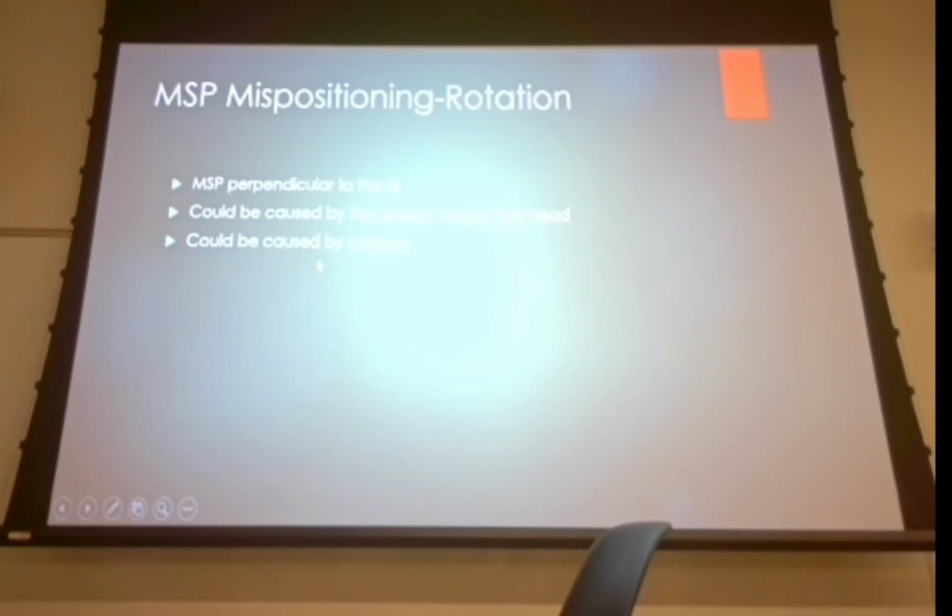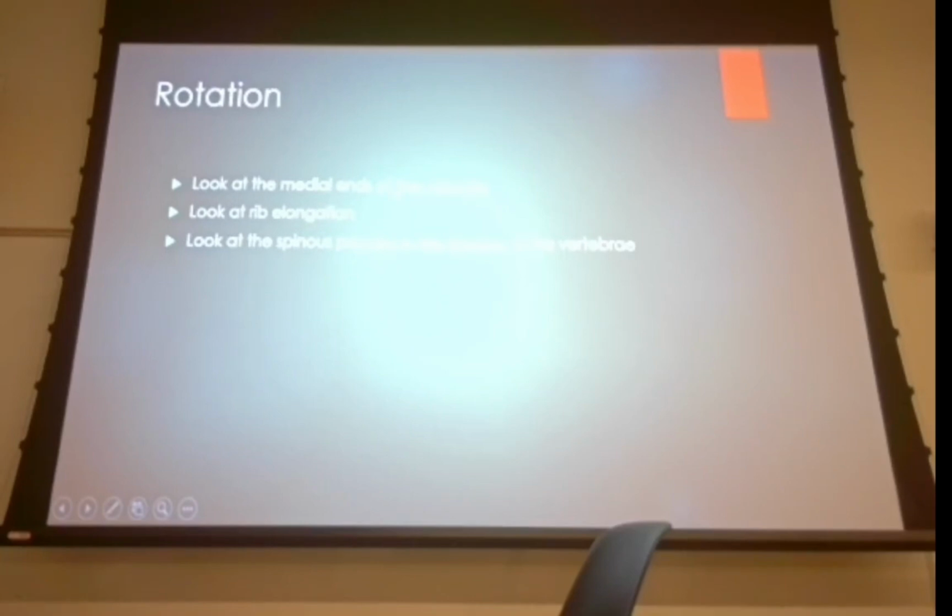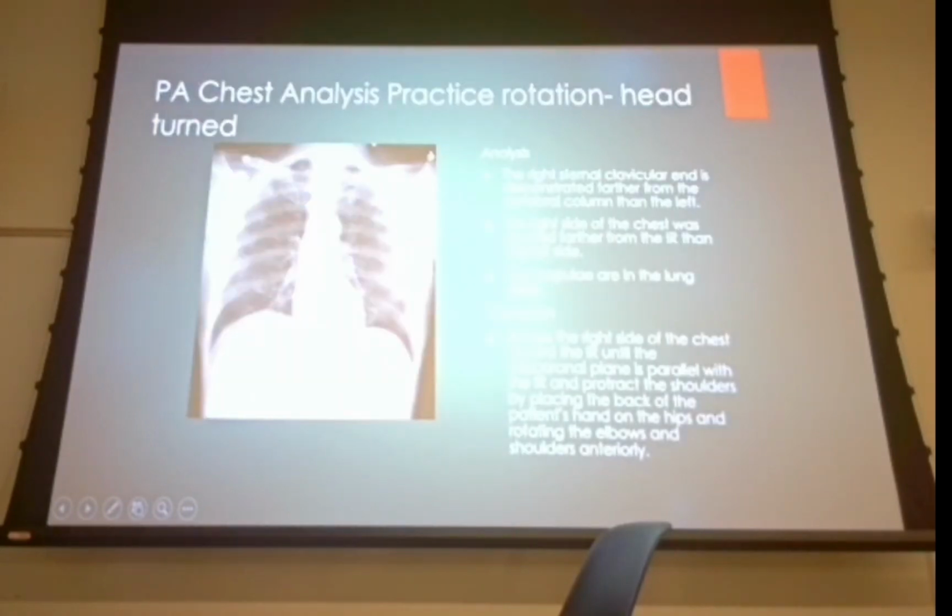And then also scoliosis is going to cause rotation. So we're going to look at the medial ends of the clavicles, look at rib elongation, look at the spinous process, make sure it's in the middle of the vertebra. So if we have a head turn, what we're going to see is slight separation. We get a slight amount of increase in the superimposition on one side and a slight amount of decrease on the other side. It looks like a pretty good chest x-ray though, right?